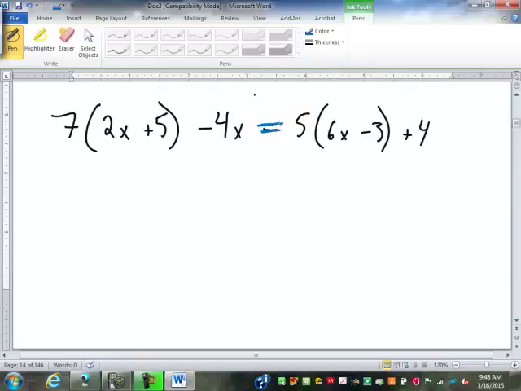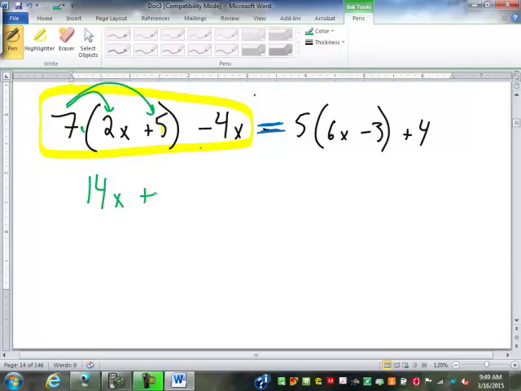Since we're not solving at this stage, we're just simplifying and combining, we can look at each side of the equal sign separately. So I'm going to start by looking at this side of the equal sign. And I see the parentheses. Anything to do in that parentheses? Nope. To the parentheses? Yes, it's times 7. So 7 times 2x is 14x. Then to complete what's in the parentheses, 7 times the positive 5 is positive 35.